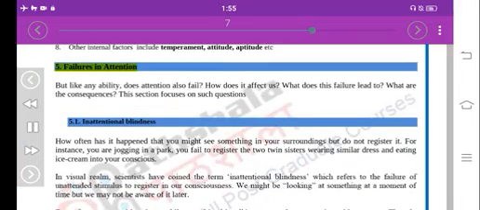5. Failures in attention. But like any ability, does attention also fail? How does it affect us? What does this failure lead to? What are the consequences? This section focuses on such questions.